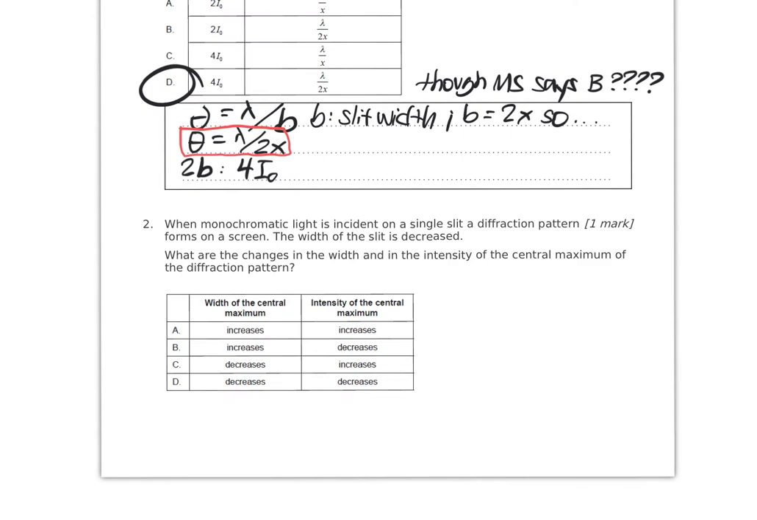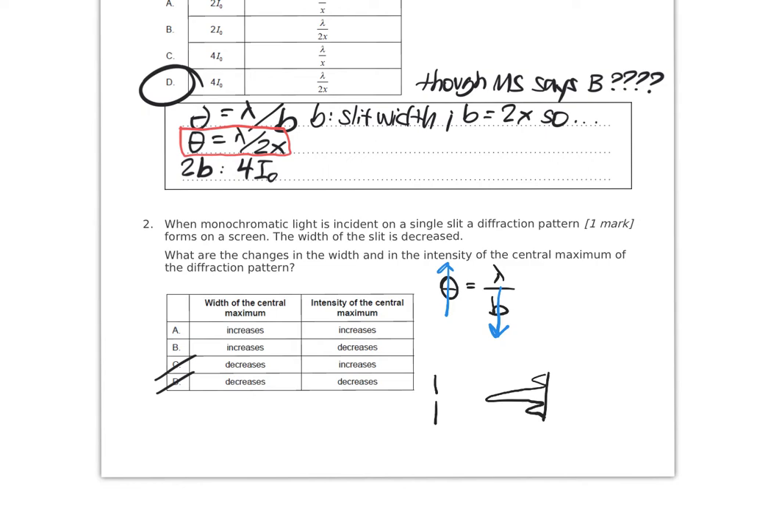Okay, number 2, it says single slit. It says that the width of the slit is decreased. What are the changes in the width of the central maximum and the intensity of the central maximum? Of course, b is the width of the slit. It says that the width of the slit goes down, and then the width of the central maximum is actually the angular width to the center of the first minimum. So if the slit gets smaller, the angle increases, and so the width of the central maximum increases. So it's not going to be decreases, it's going to be A or B.